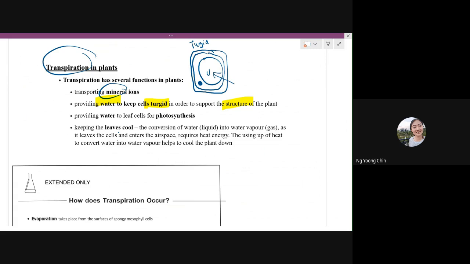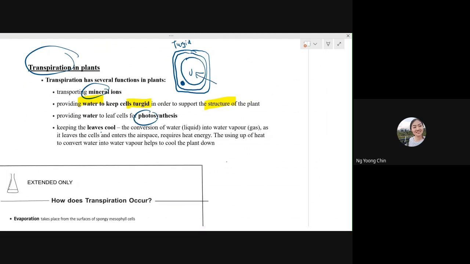Another one is that they help to provide water for photosynthesis. I'm not sure if you still remember the photosynthesis equation. The equation of photosynthesis requires what? They require water, right? And carbon dioxide. And also together with light and chlorophyll. Chlorophyll, not chloroplast, yeah. So they will convert these to produce glucose, C6H12O6, and they will release oxygen. So they require water to perform photosynthesis.